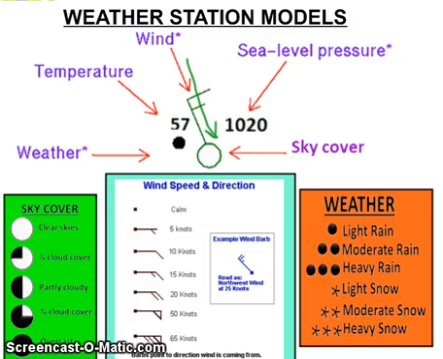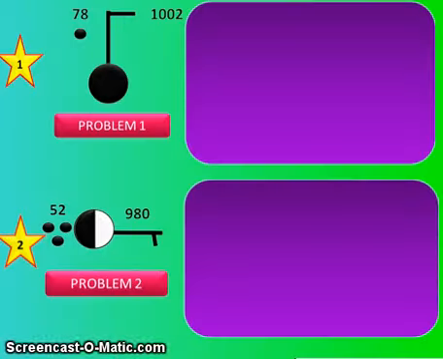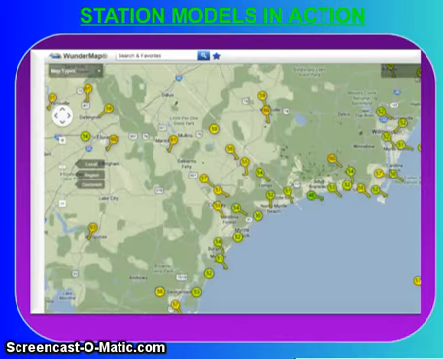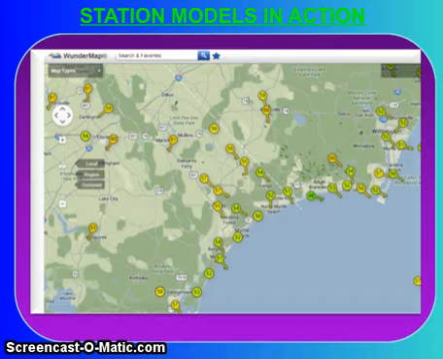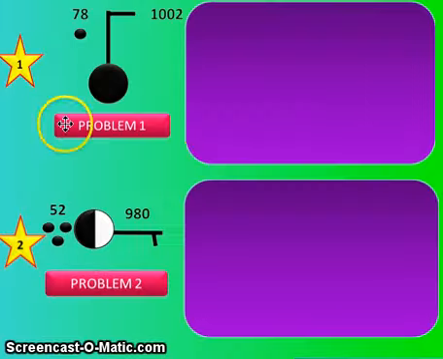Now let's put some of these into practice. Oh, by the way, this is how these station models would be used on a map by a meteorologist. And you can see they look a little bit different than ours. These are color coded and they have their temperatures in the center. But it just depends on how the meteorologist wants to display the weather information about that area. Again, looking at legends is very important. Now let's do some practice.